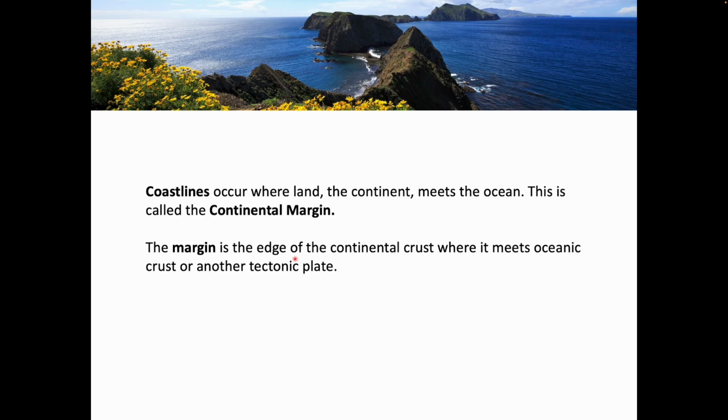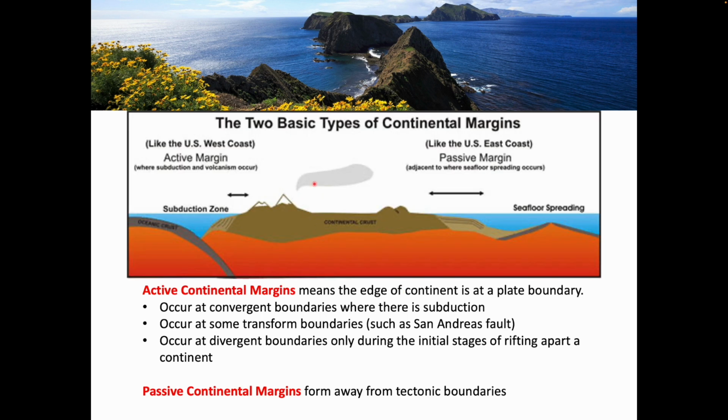The margin is the edge of the continental crust, where it meets oceanic crust or another tectonic plate. There are two basic types of continental margins. An active continental margin is the edge of a continent at a plate boundary, or near a plate boundary. You find these at convergent boundaries where there's a subduction zone. They also occur at some transform boundaries, such as along California's coast along the San Andreas Fault. And they occasionally occur at divergent boundaries, only during the initial stages of rifting apart a continent.